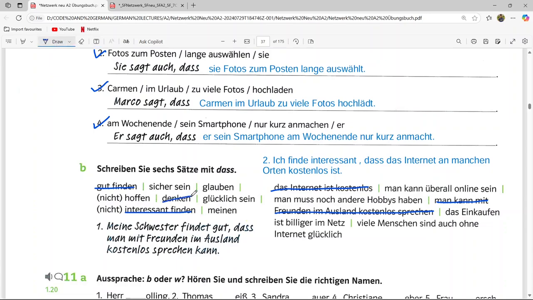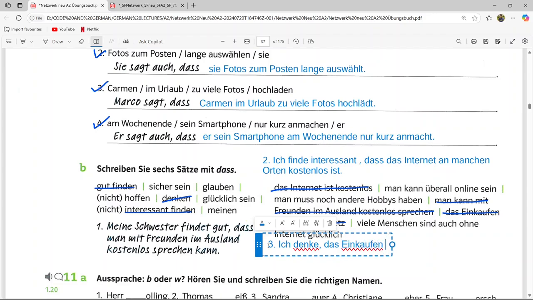I can make another one with this and this. How can I make it? Ich denke, dass ein Kaufen im Netz billiger ist. I think that shopping in the online is cheaper. Okay, so you can make more.